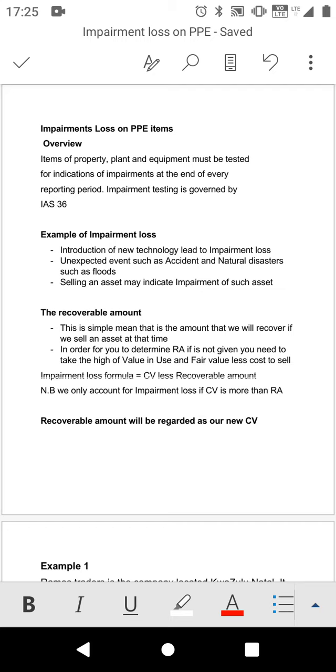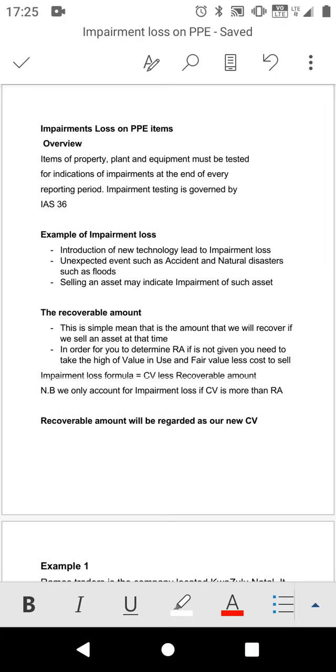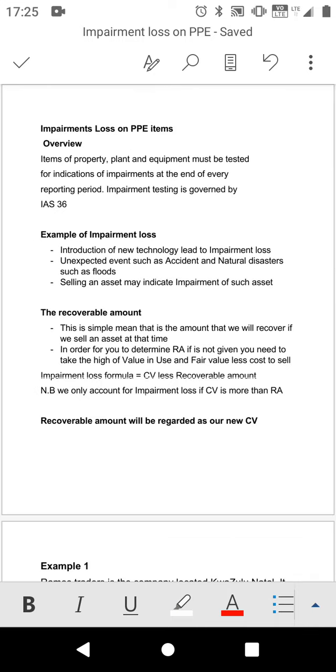Okay, so I want to make it easy for you, in order for you to be able to calculate the impairment loss and to understand the meaning of impairment loss. Firstly, let's go to the meaning. What is the meaning of impairment loss?